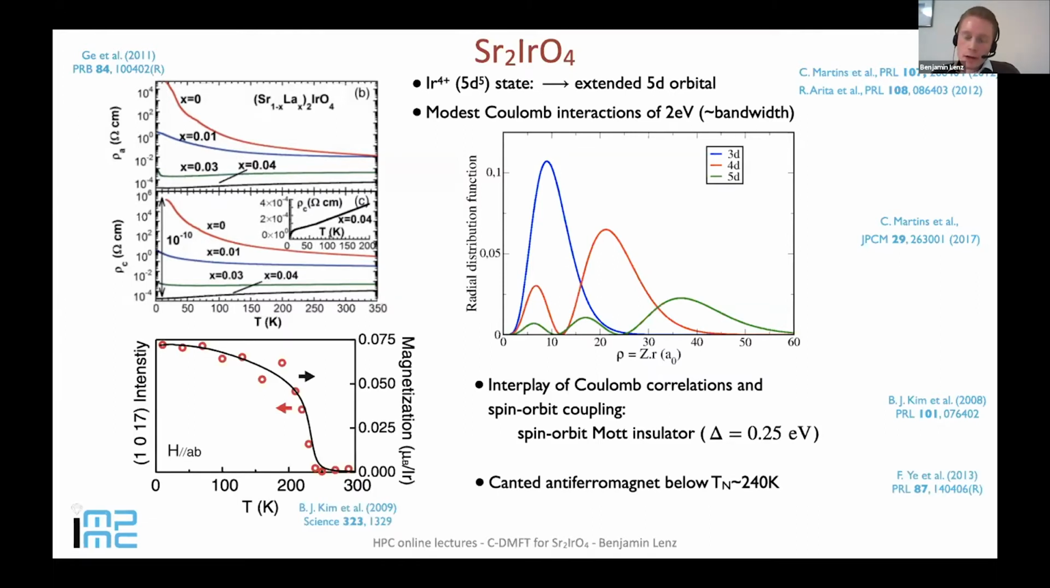Furthermore, it turns out that if you cool down the sample below the Néel temperature of 240 Kelvin, the system becomes a canted antiferromagnet, and this means that at room temperature, we have a paramagnetic insulator, and only at very low temperatures, the system is antiferromagnetic.